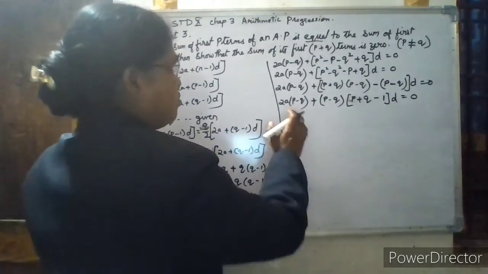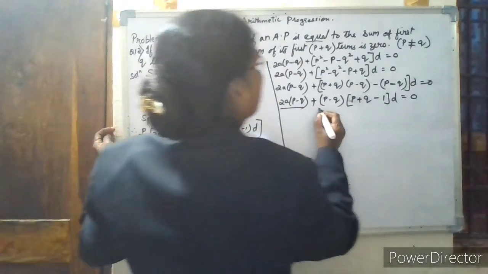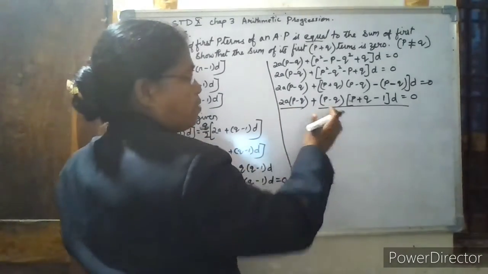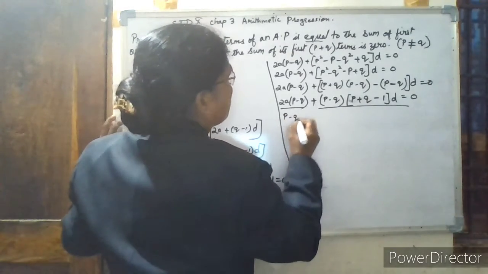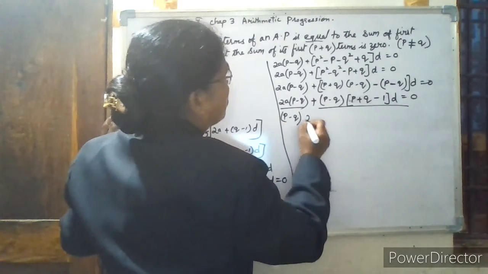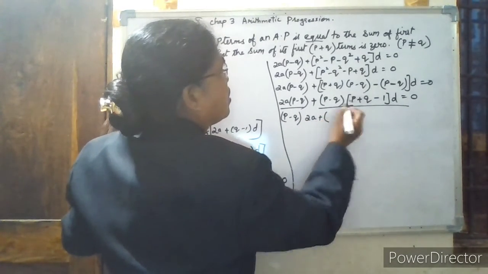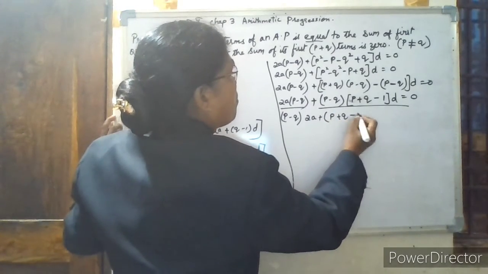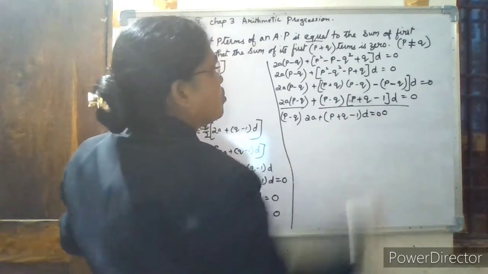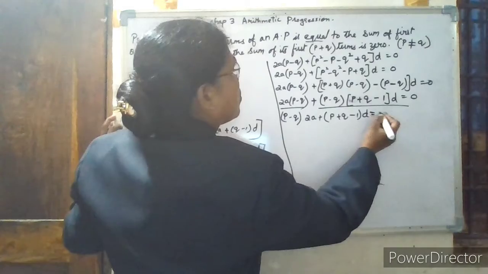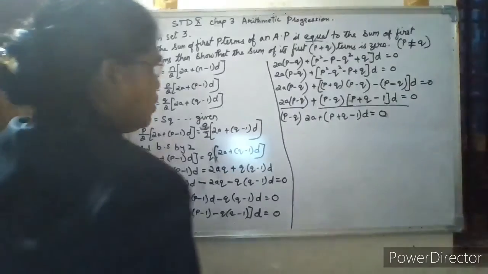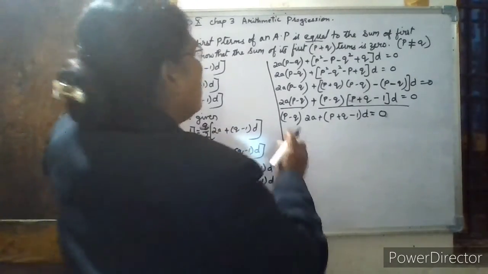Now look at these two. This whole thing is one term and this whole thing is one term. From both the terms, P minus Q is common. So take out P minus Q as common. Then we are left with 2A plus, in the bracket, P plus Q minus 1 into D, equal to 0.